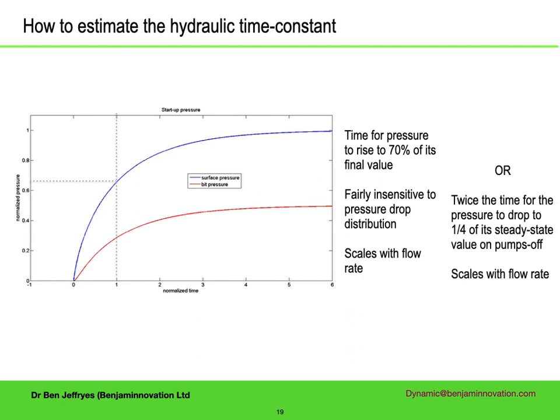Rather than look at time to zero at pumps off, it is more accurate to look at the time for the pressure to drop to 1/4 of its steady state value, implying the flow rate has dropped by a factor of 2, and then double for the time constant. This is not so accurate when the pressure drop is distributed as in the startup method.